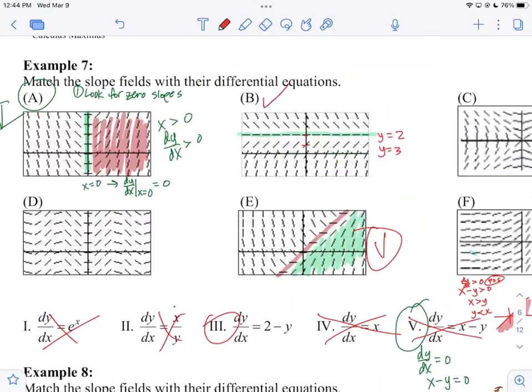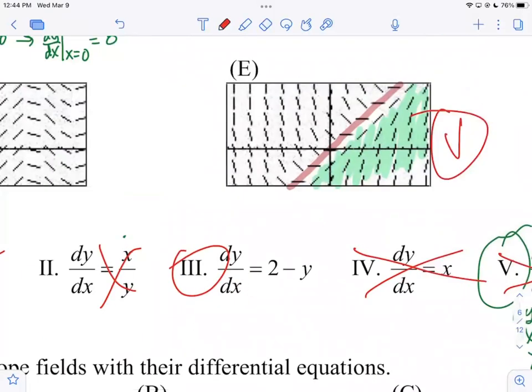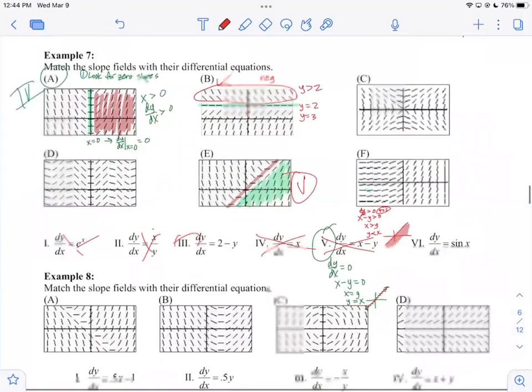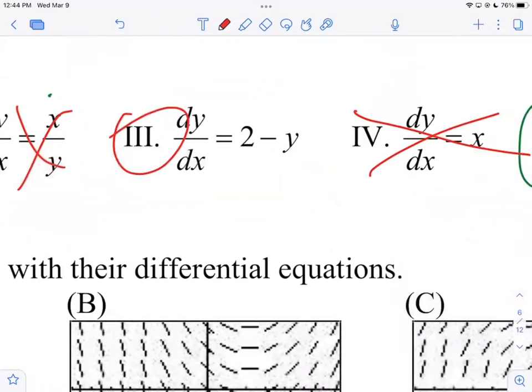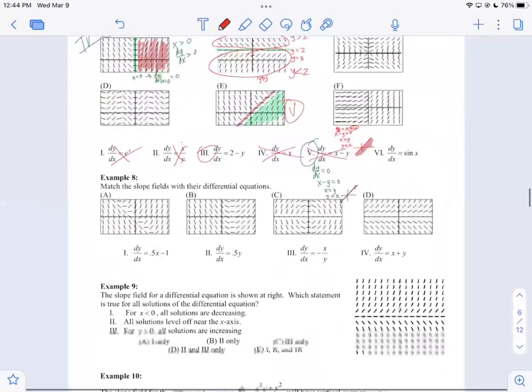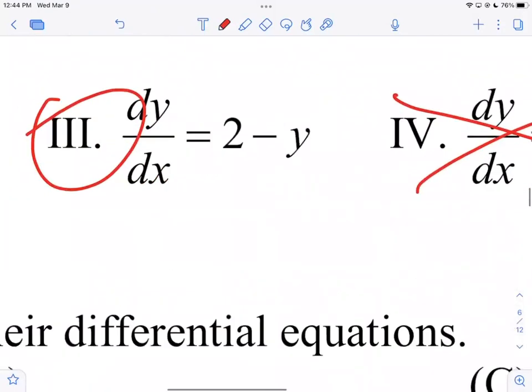So, yeah, and now, again, if there's still another candidate, do this. Now that I know that that's two, when y is bigger than two, what type of slopes do I have? Negative slopes, right? Let's try it out. Pick a number bigger than two. Three, okay? Two minus three is what type of number? Negative, boom. Okay, so that looks good. And then, of course, you could look below. When y is less than two, I should get positive slopes. Pick a number smaller than two. One, two minus one is positive. Yep, we got it, okay?